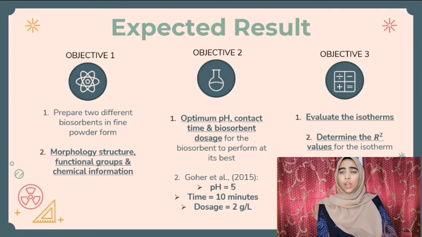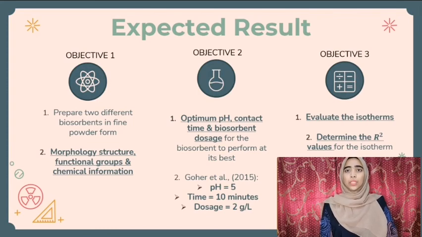end of the research. For Objective 1, the different biosorbents are expected to be prepared in fine powdered form. 2 types of biosorbents will be prepared and tested to identify the morphological structure, functional groups, and chemical information of the Concord biosorbent. While for Objective 2, the aim is to determine the optimal parameters for the biosorbents. 3 different parameters will be tested, which are pH, contact time, and biosorbent dosage. In this objective, the percentage of heavy metal uptake can be determined by testing the samples using the DR6000 test. The final ion concentration left in the effluent sample indicates the adsorption process can be performed at its best.